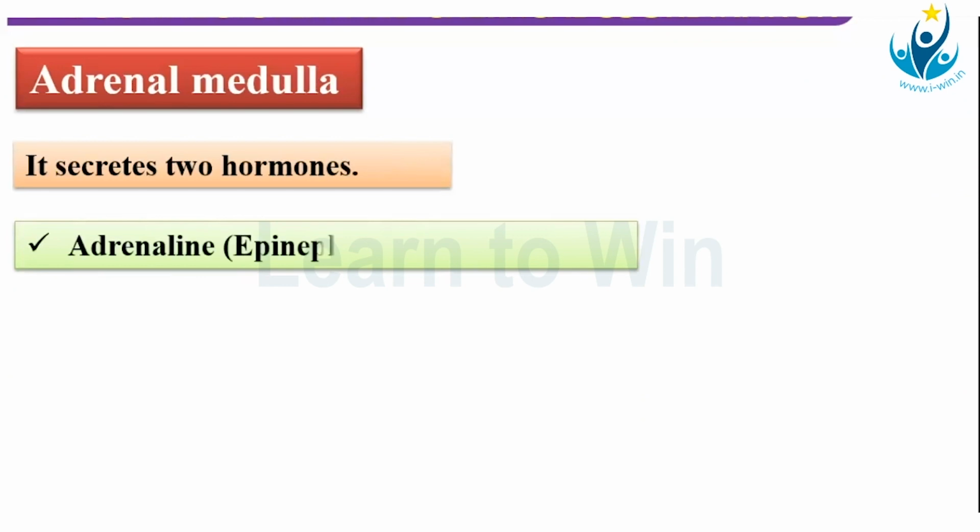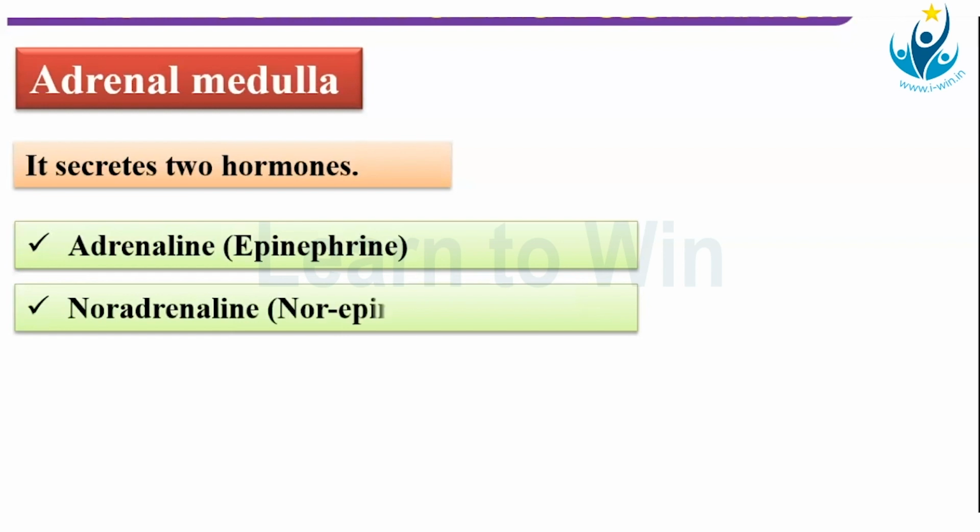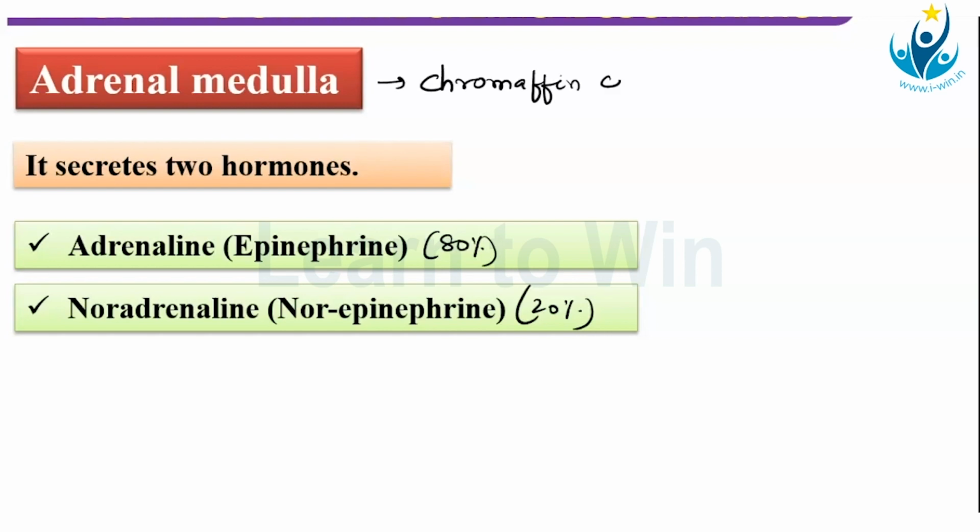Okay, now the adrenal medulla, as we have discussed, along with the cortex, even the medulla also secretes hormones. It produces two hormones, adrenaline, which is the epinephrine, and noradrenaline, which is the norepinephrine. Now 80% it is epinephrine and 20% it is norepinephrine, and these are produced by a special group of cells in the adrenal medulla, which are called chromaffin cells. So chromaffin cells are special cells in the medulla which produce these two hormones.